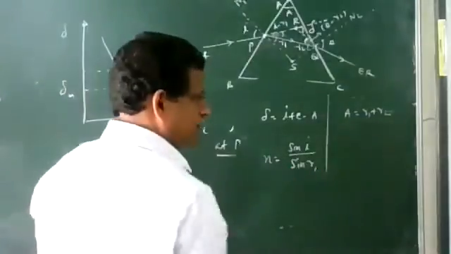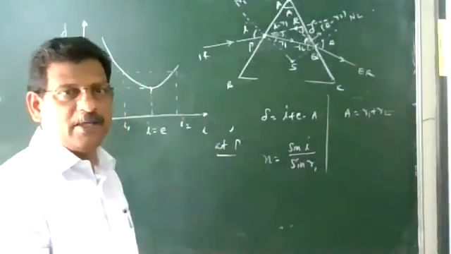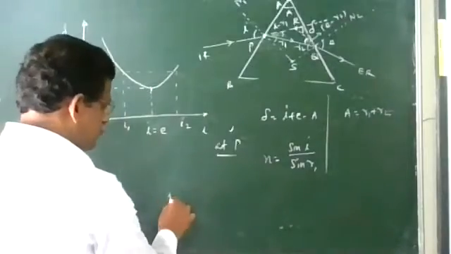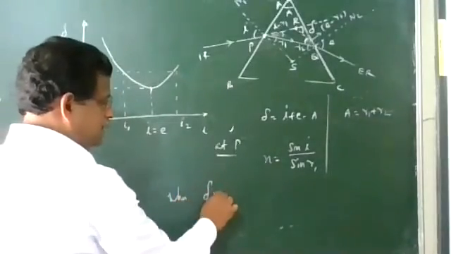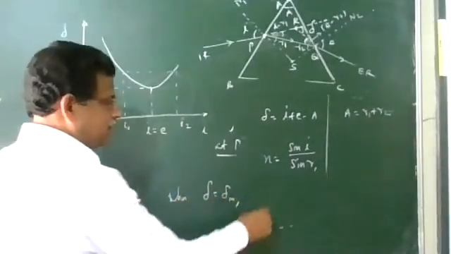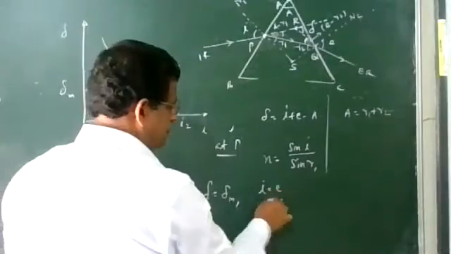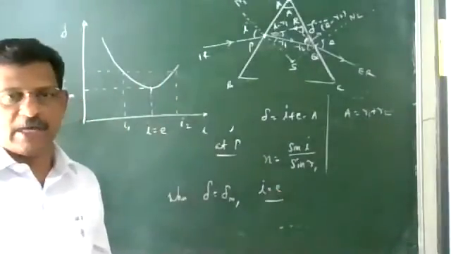So we are going to get the value of I when deviation is minimum. When delta is equal to delta minimum, the important point is that the angle of incidence is equal to the angle of emergence.